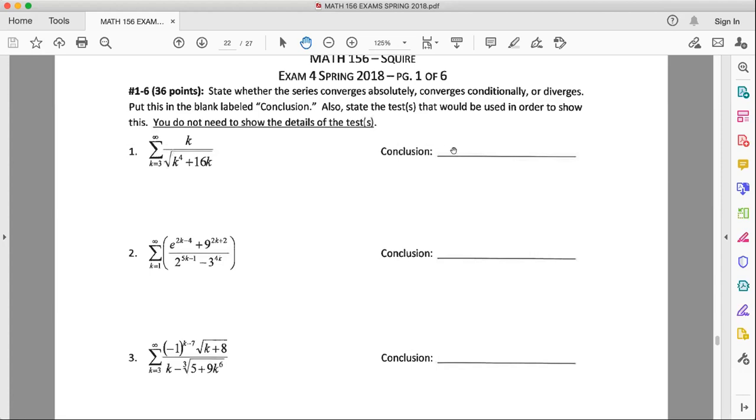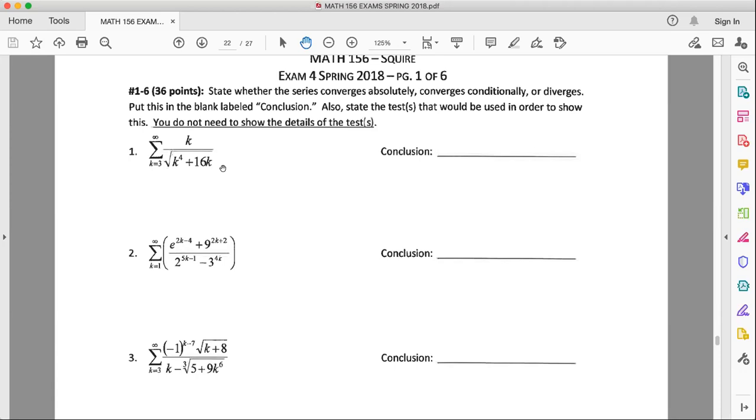You had to say either converge absolutely, converge conditionally, or diverge in the conclusion blank. And then you had to say something like P series, comparison test, and alternating series test. Or P series, this one's not alternating. So like this one would converge absolutely. This would be P series and comparison test. And on these, you did not have to make a distinction between whether it's limit or direct comparison. You only had to do that on the ones where you had to show all your work.